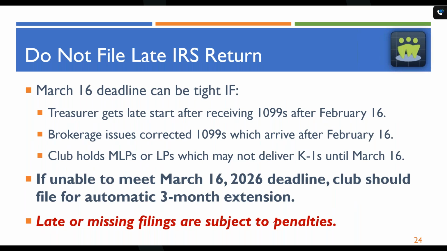And this year, as Doug said, we do have an e-file extension, so you can use the extension and e-file it. So if you have any doubt that you're going to make that March 16 deadline, file for the automatic 3-month extension. There is no penalty for filing for an extension and then filing on time, but there is certainly a large penalty if you don't file on time. So if in doubt, file for an extension, it won't hurt.